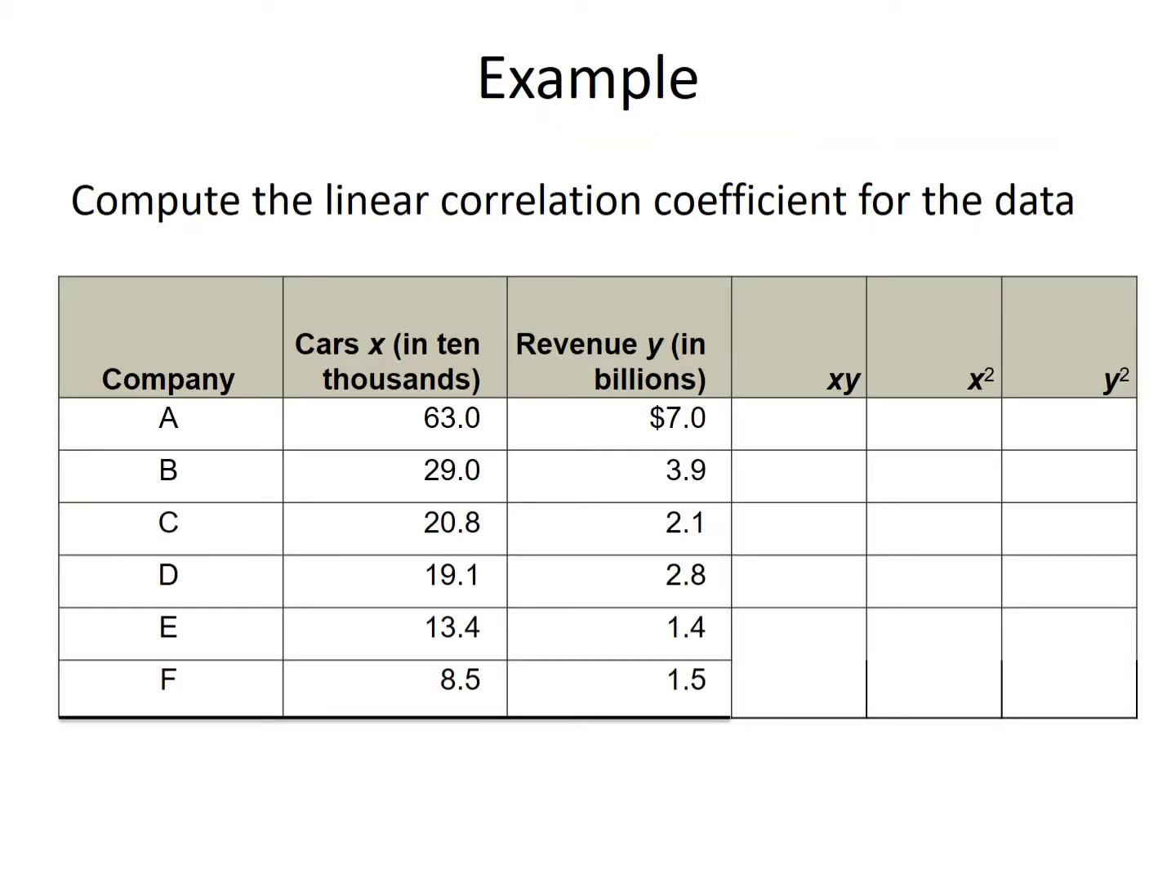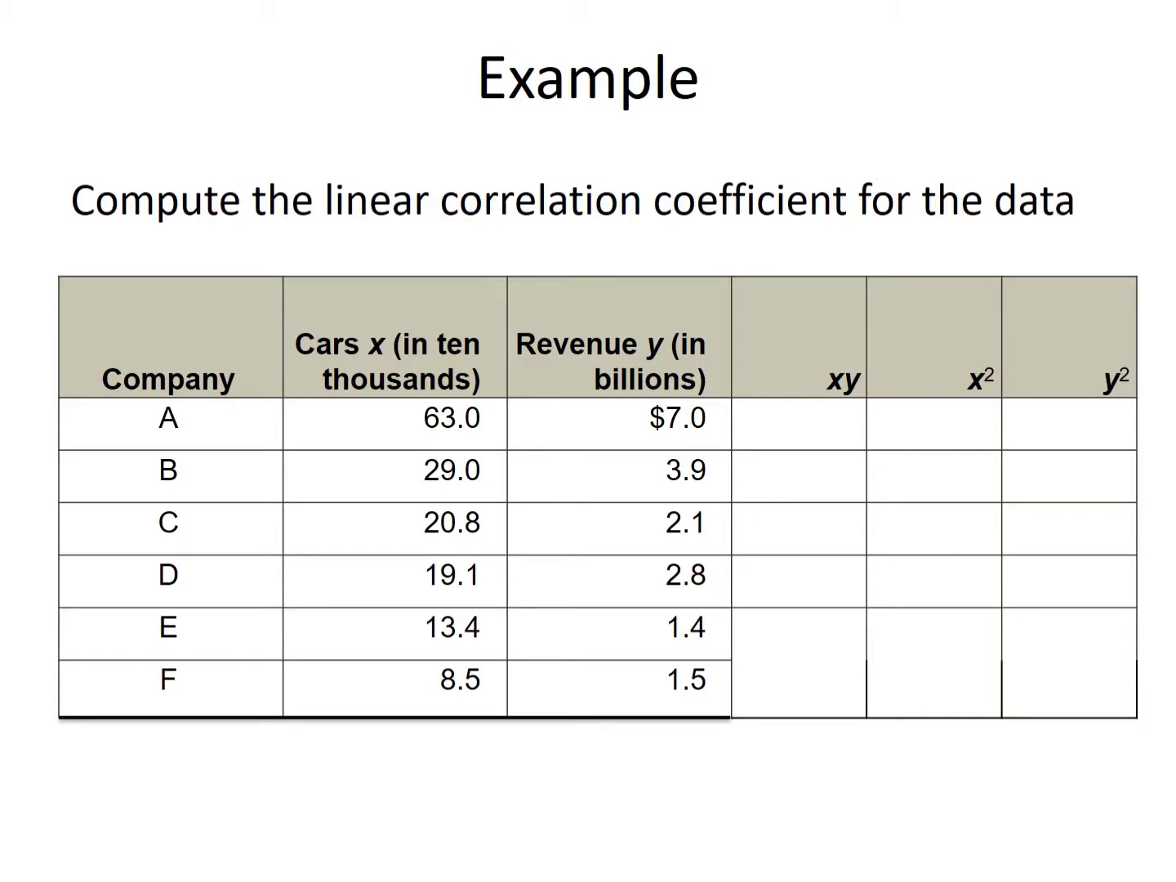So compute the linear correlation coefficient for the data points. So we have car X: 63, 29, 20.8, 19, and revenue Y. These are the revenues. Again, depending on the car, the price and the revenue differ. So car X would be my independent variable, and my revenue obviously depends on my car, so it's my Y.